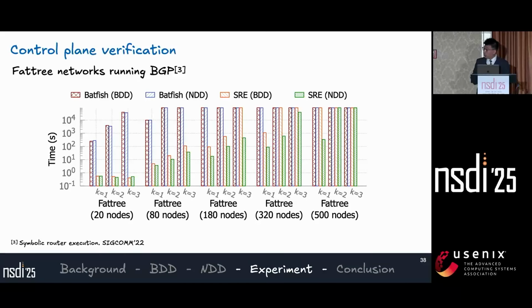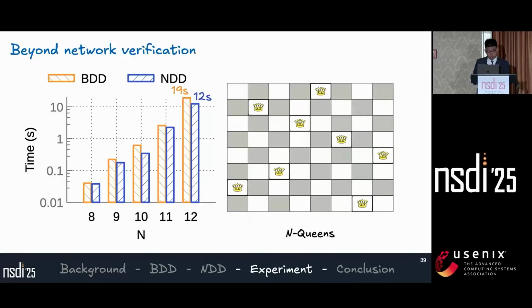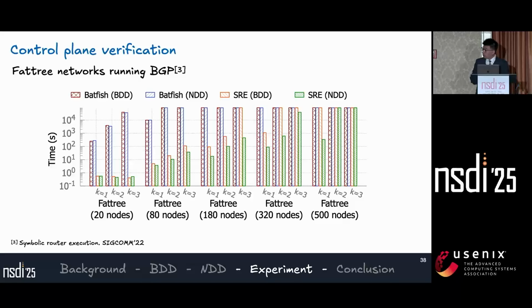And Katra and APKeep are data plane verifiers. So how about the control plane verifiers? To answer this question, we run the control plane verifiers based on BDD, Batfish and SRE, on different sizes of fat tree networks running BGP. And we also run their NDD versions. And the result shows that by replacing BDD with NDD, SRE runs 2 orders of magnitude faster than its BDD version. And as for Batfish, since it only encodes a single destination IP in this dataset, the improvement is not quite significant.